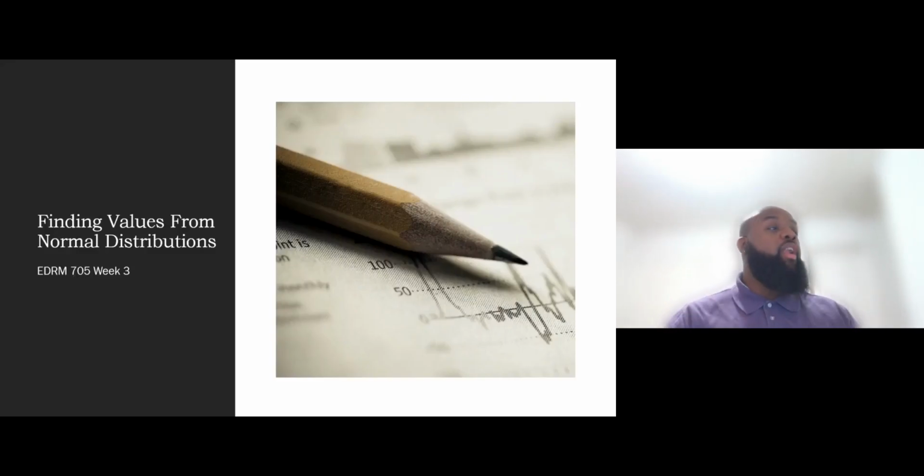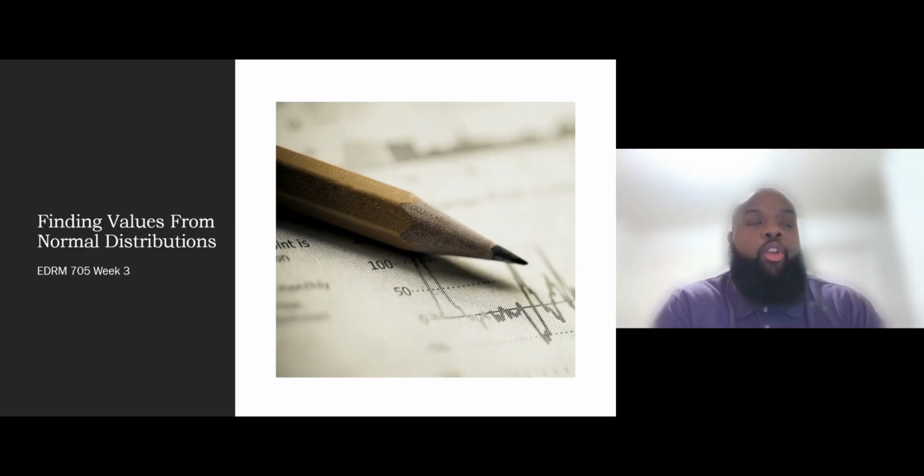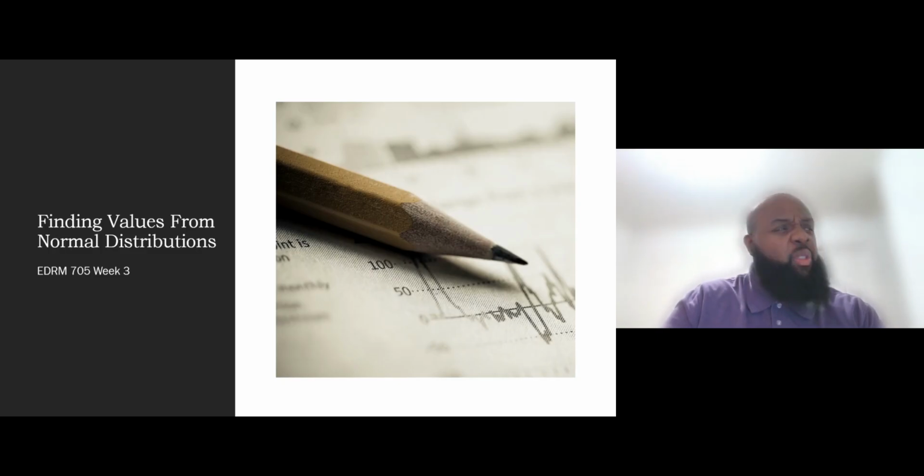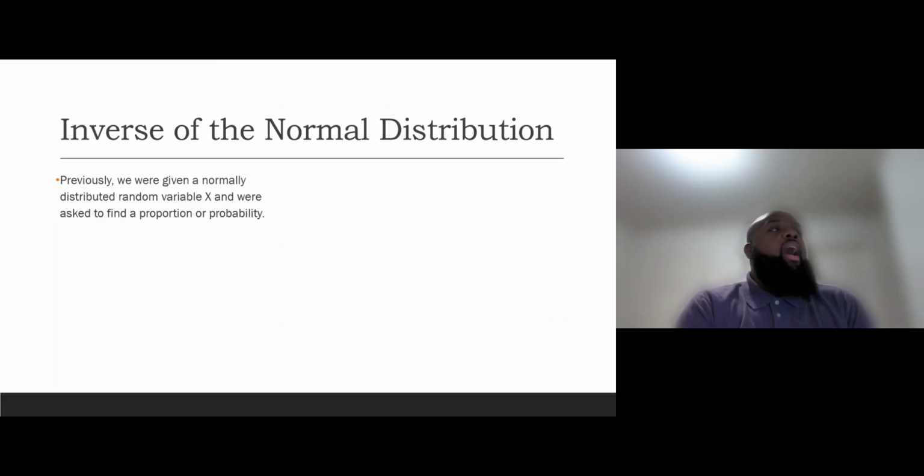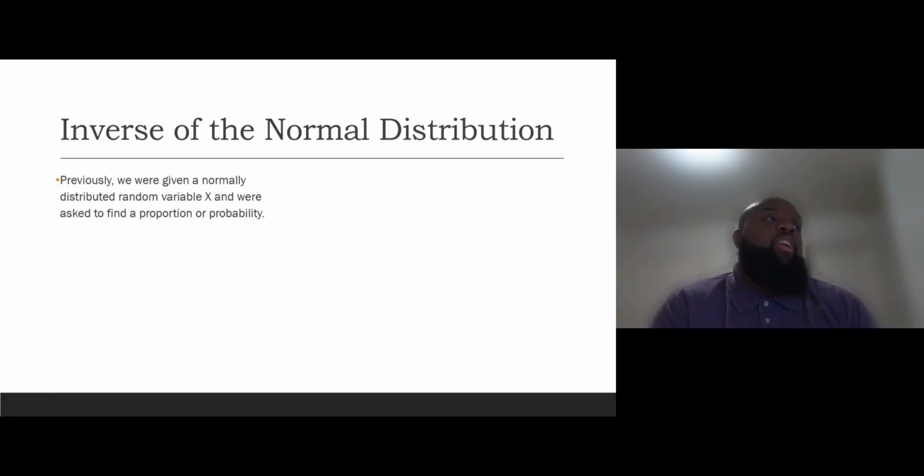In this video, we're going to talk about how we find values that are from normal distributions. We're going to be looking at the inverse, basically, of the normal distribution. All right, so previously we were given a normally distributed random variable x. So our variable was normally distributed.